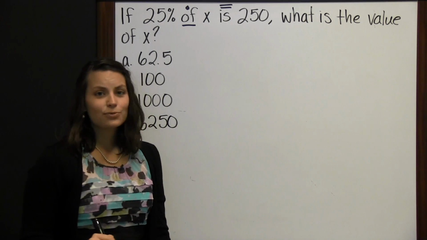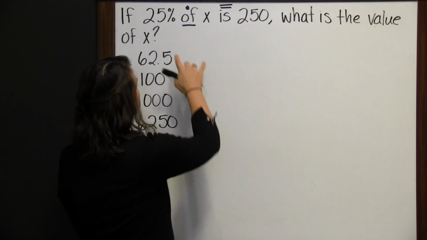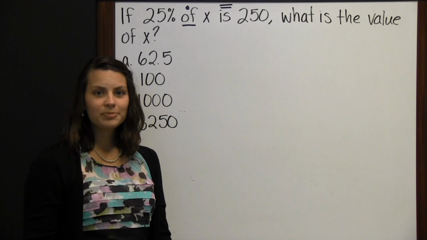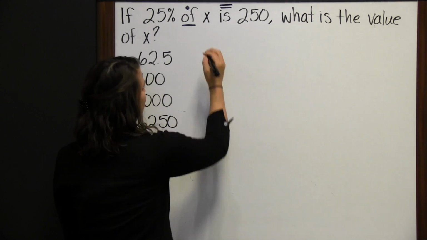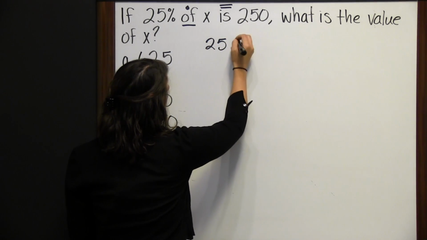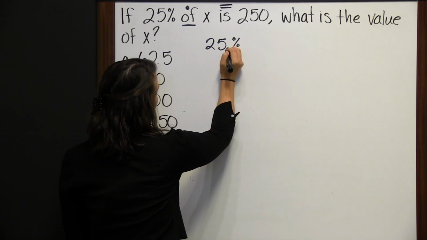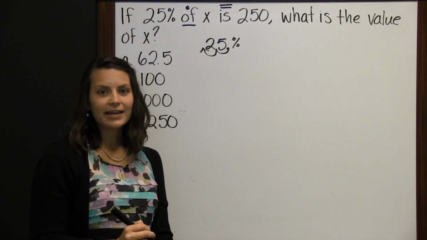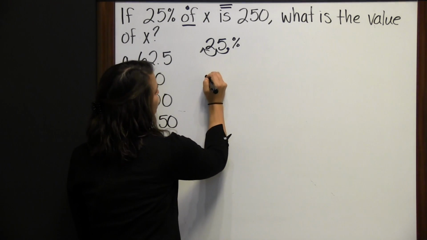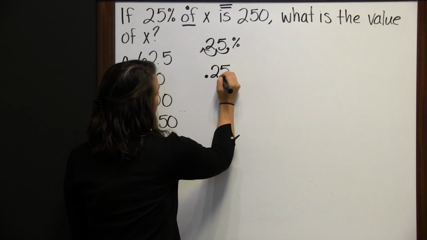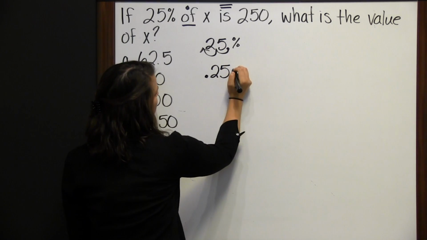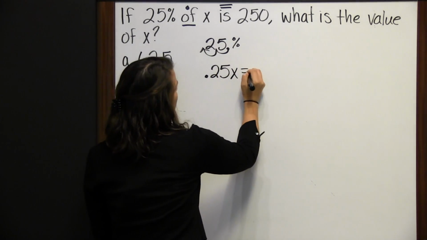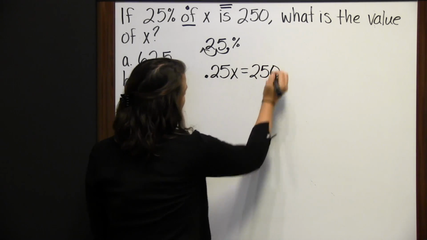And now we can take this and write our equation. So 25% times x, we have to take our percent and change it into a decimal. So 25%, the decimal's behind it, and you move it 2 places to the left to change a percent into a decimal. So that's 25 hundredths times x, or just 25 hundredths x, is or equals 250.